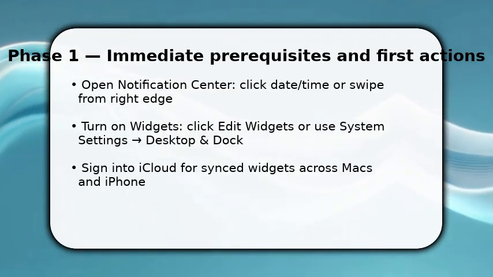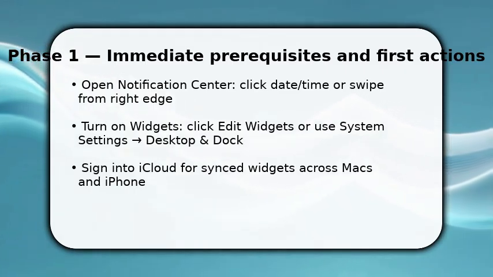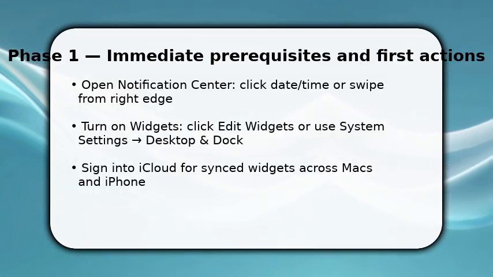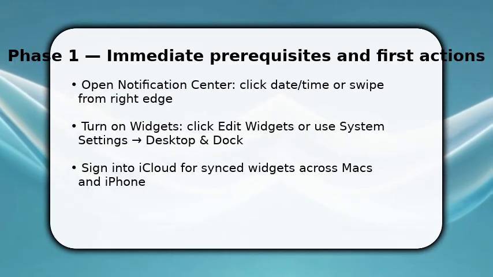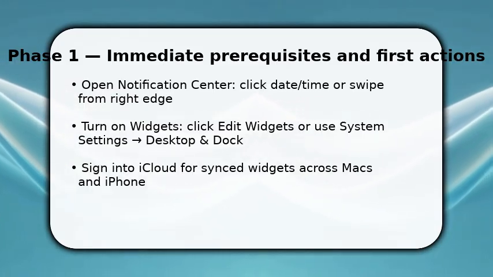You'll see available widgets grouped by app. Tap one to preview size options. Choose small, medium, or large and then add it. Repeat for 2-3 essentials. This sets the stage so adding and arranging is fast and consistent.